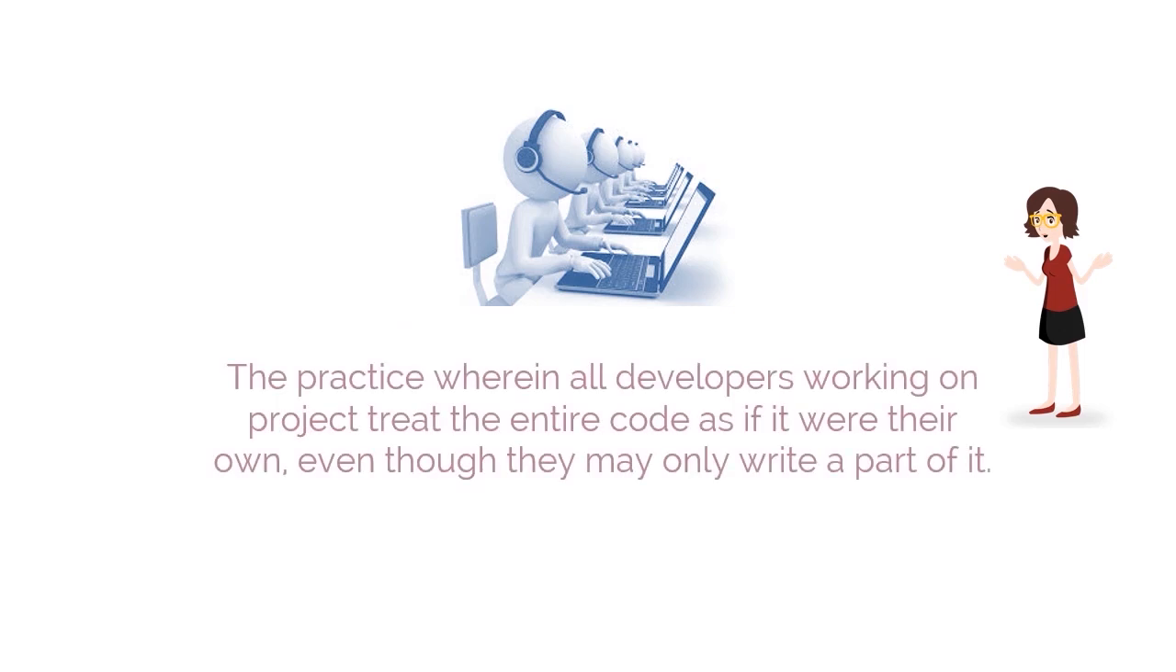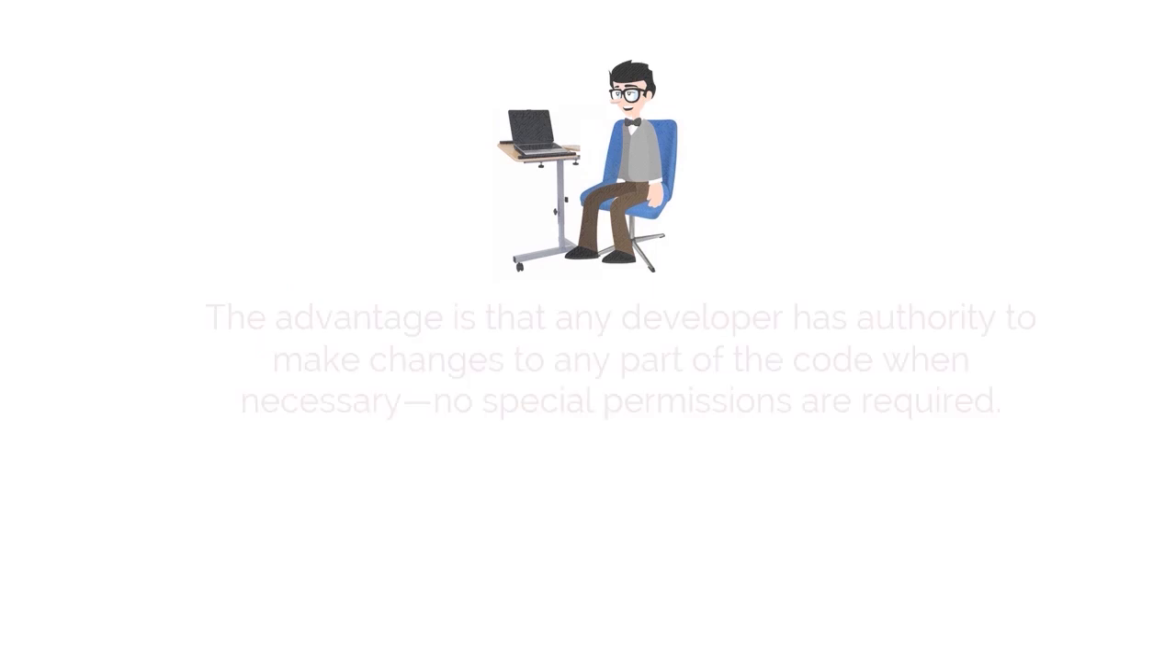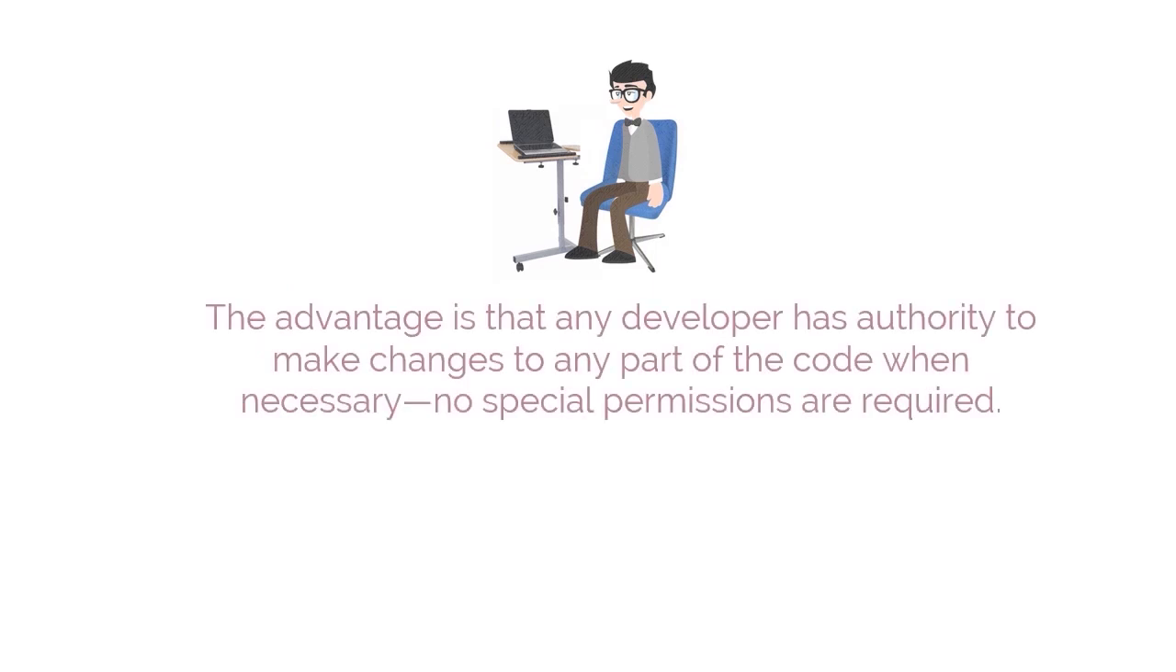The next practice under developer practices is collective code ownership. So what is collective code ownership? Collective code ownership refers to the practice wherein all the developers working on the project treat the entire code as if it were their own, even though they may only write a part of it. The aim of the practice is to spread the responsibility of the code across the team, rather than place it on an individual. The advantage is that any developer has authority to make changes to any part of the code when necessary. No special permissions are required.